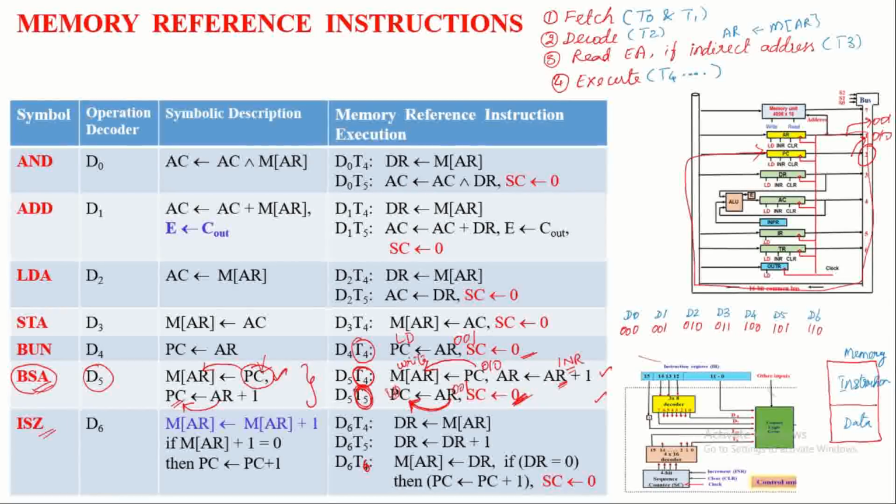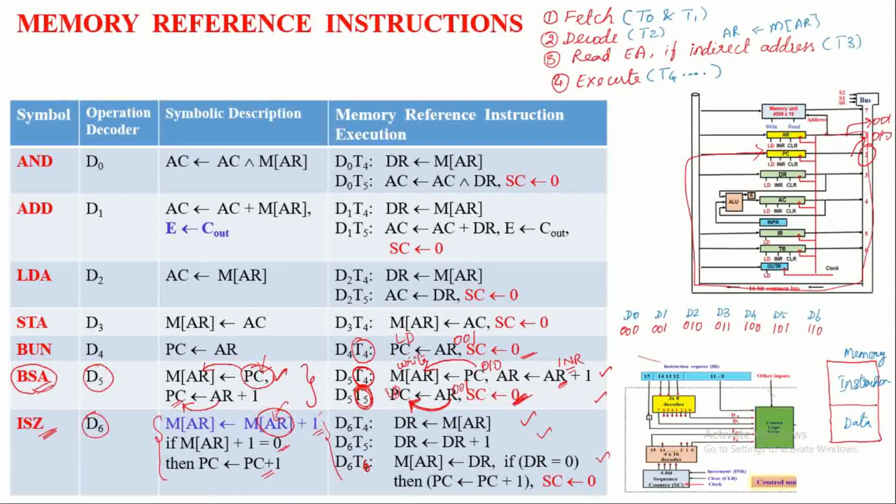The next operation is increment and skip if 0. This is performed when the D6 output of the decoder is active. When this operation is performed, the memory word stored in the memory unit whose address is pointed to by the address register is incremented, and if the incremented memory word value equals 0, then the next instruction is skipped by incrementing the program counter value. To achieve this operation, the micro-operations which need to be performed during timing signals T4, T5 and T6 are specified as shown here.